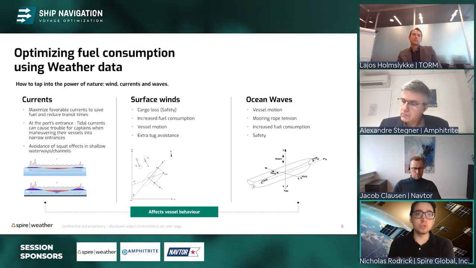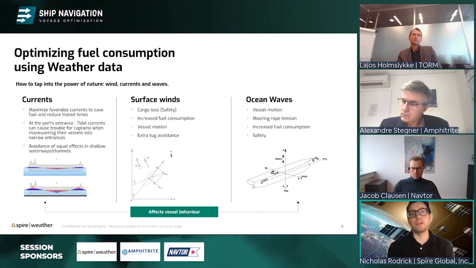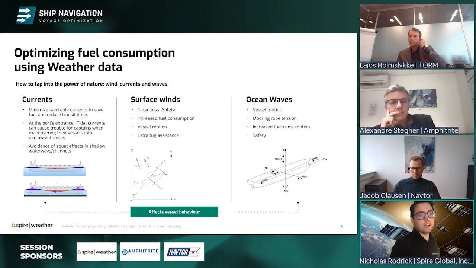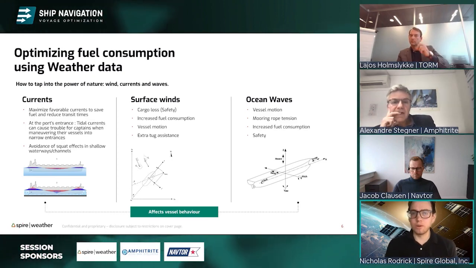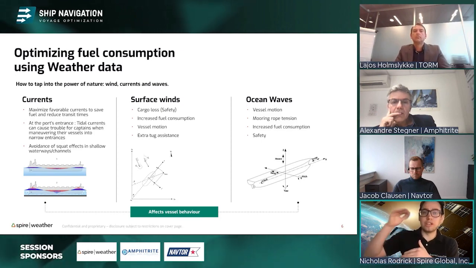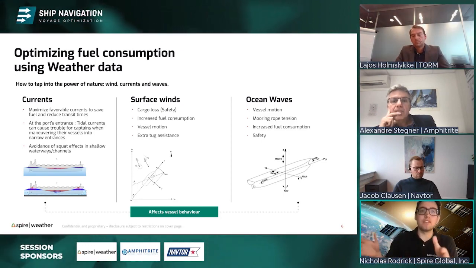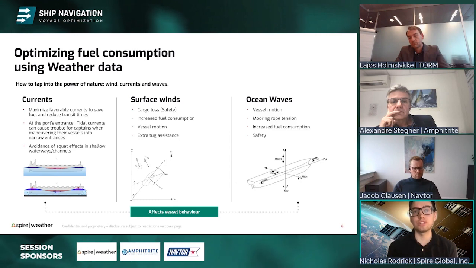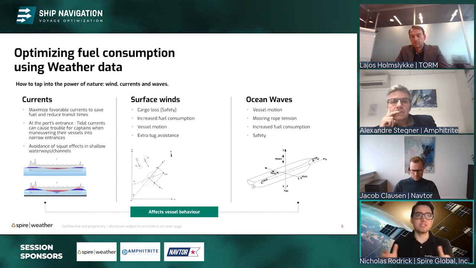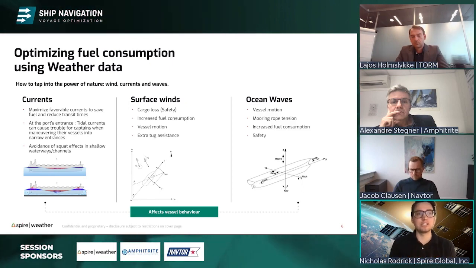And when we talk about ocean waves, vessel motion can get impacted, creating safety hazards. We have to take a look at ocean height, but also ocean wavelength can have an impact on vessel motion and ultimately safety and fuel consumption. So all of these work together and are interconnected, and we need to understand that.